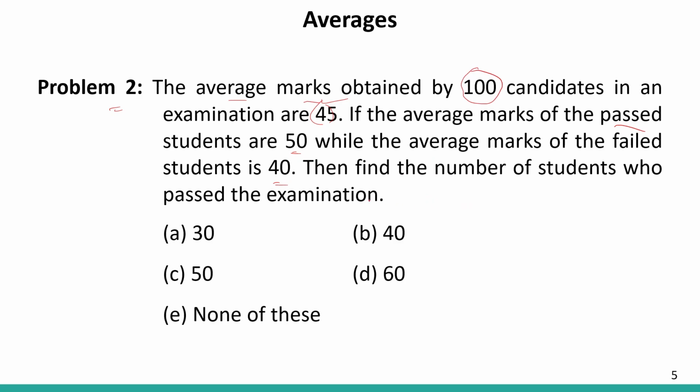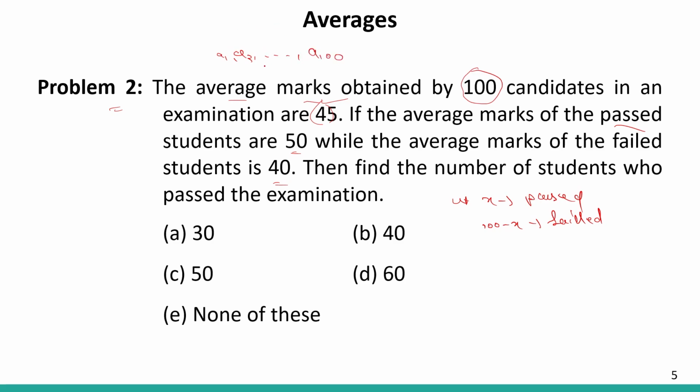Let's calculate the number of students who passed the exam. Let x students pass. Then 100 minus x failed. The number of indices is equal to 100. Let's denote those students by A1, A2, up to A100, because we have 100 students.